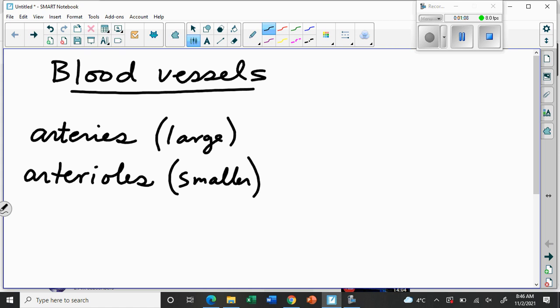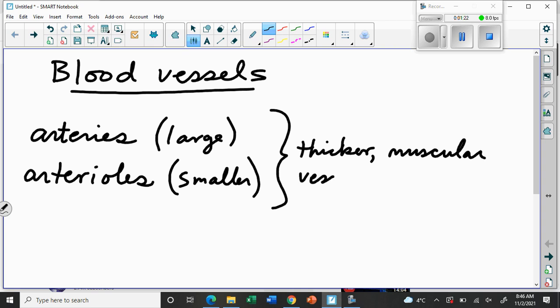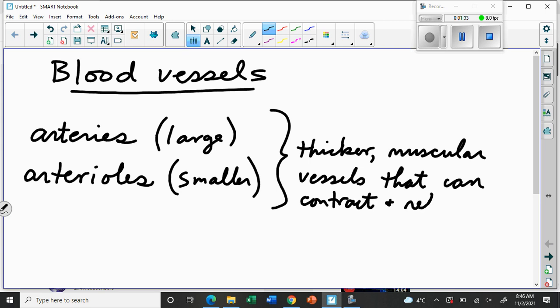So basically, these two things are thicker, muscular vessels that can contract and relax. So these muscles inside, the smooth muscles that line the entire wall of the arteries and arterioles, can squeeze and relax and squeeze and relax to control the blood pressure inside there.